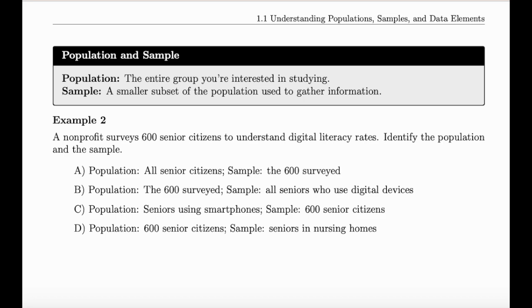So the distinction between the population and the sample is very important because it's usually impractical or impossible to study every member of a population, which is why we select what's called a representative sample. We want to find a sample that represents the entire population and use that to make a decision or an estimation or a prediction. So our sample is the 600 senior citizens, and the population is all senior citizens. So the answer is going to be choice A.